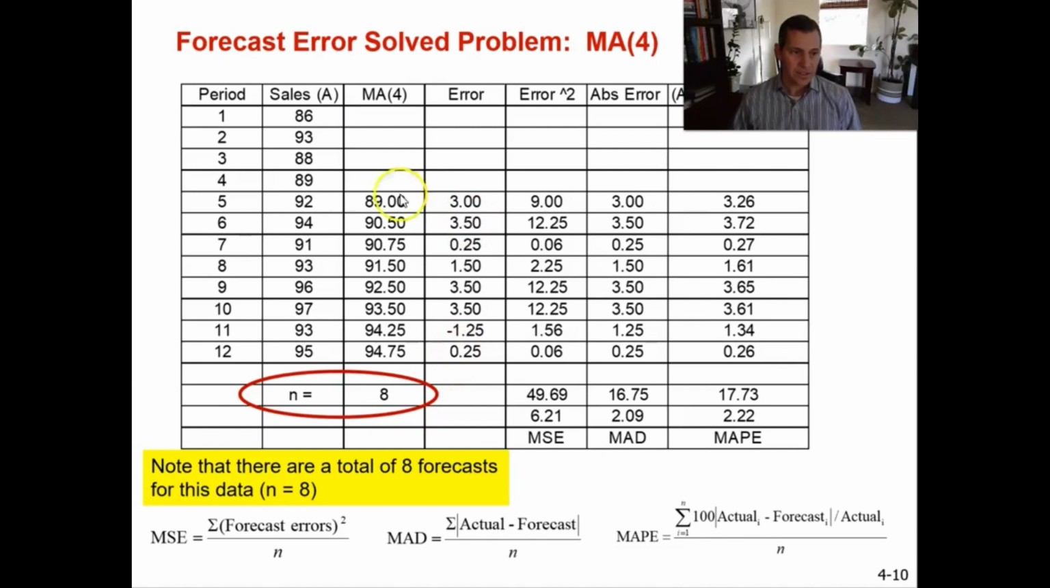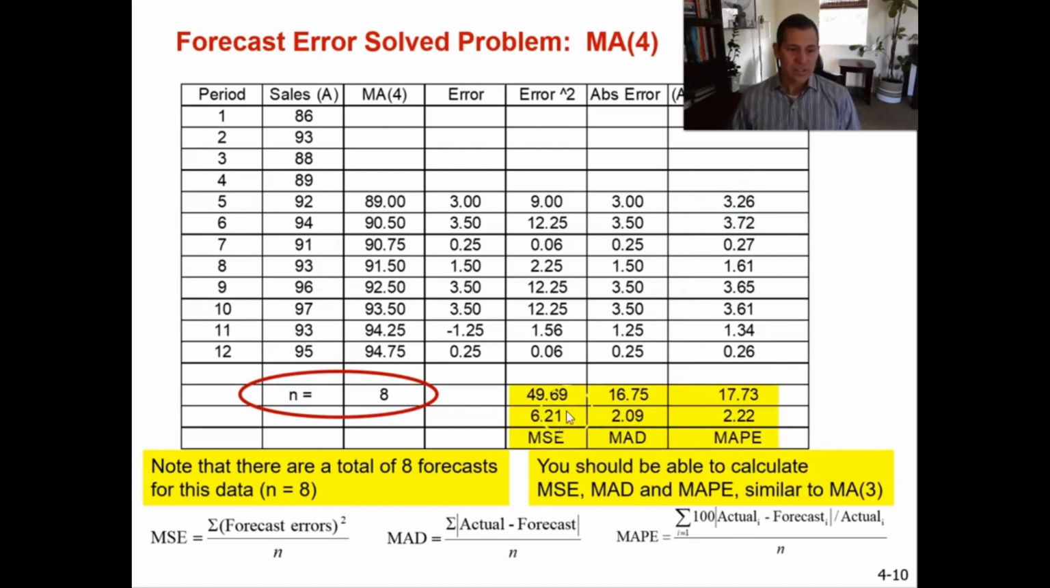The error is the same. 92 minus 89 equals 3. The error squared is 3 squared, that gives you your 9. Your absolute error is 3 because you were off by 3. And then the mean absolute percentage error is 3.26, which is 3 divided by 92 multiplied by 100, and that gives you 3.26. So now all of these numbers, you're going to sum each one for each different forecasting error method.